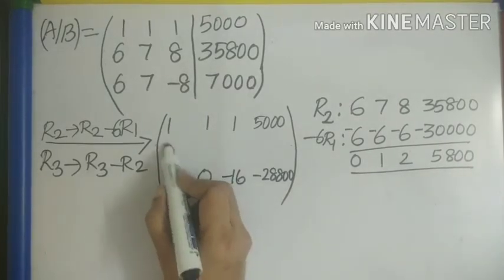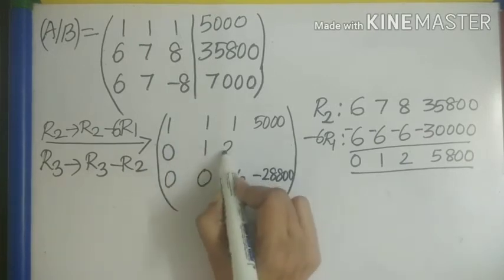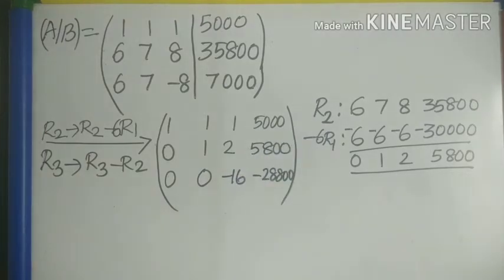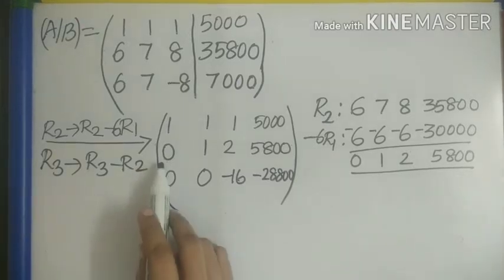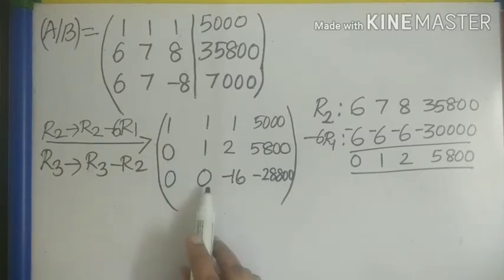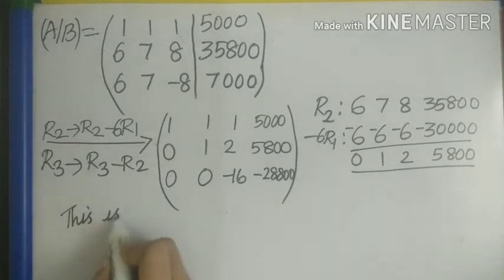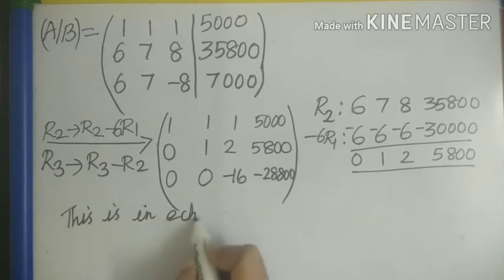So second row 0, 1, 2, 5,800. Now check whether this is an echelon form. What is echelon form? We treat 1 0 in second row means 2 zeros must be in third row. So this is in echelon form. I can immediately write the equations.